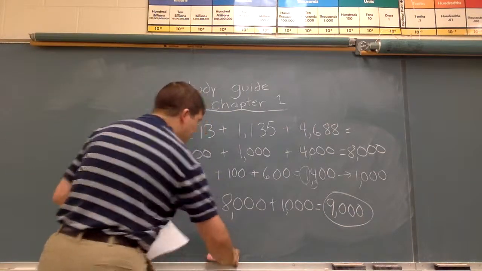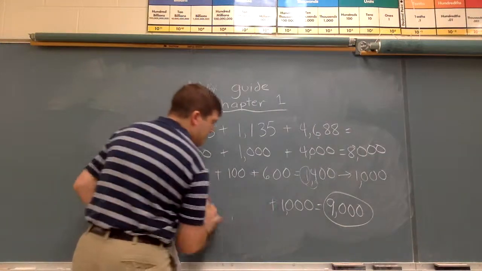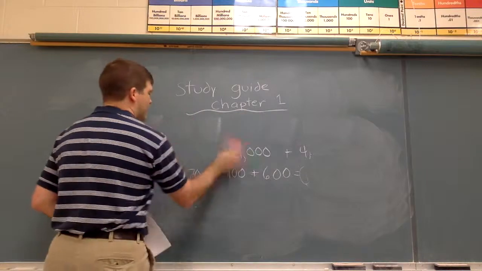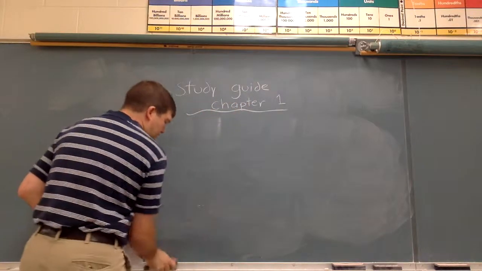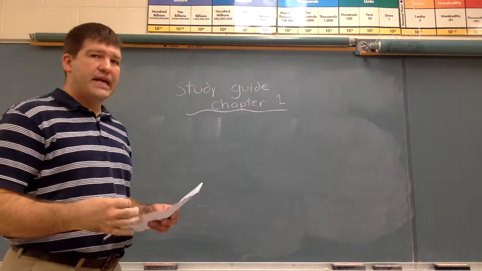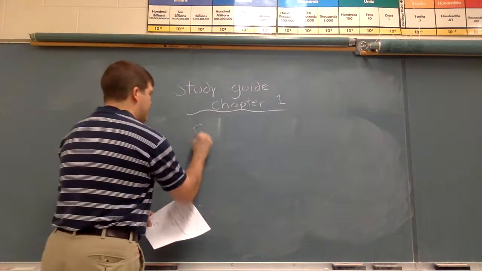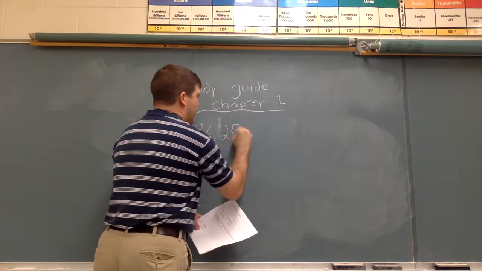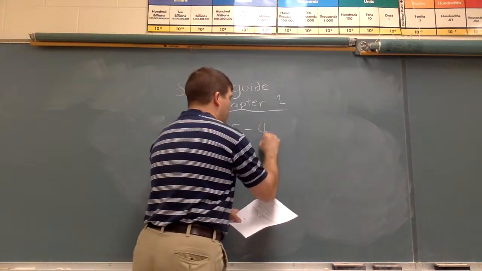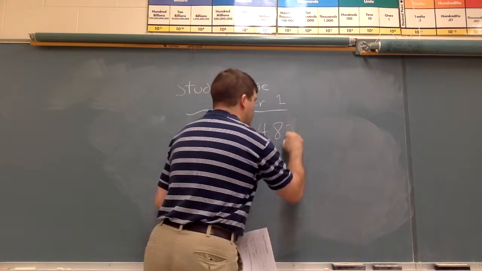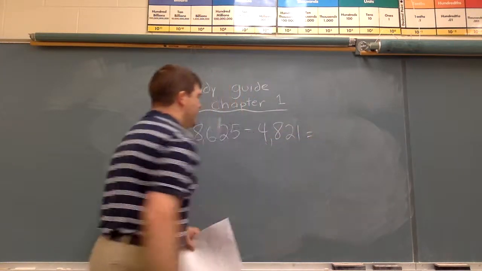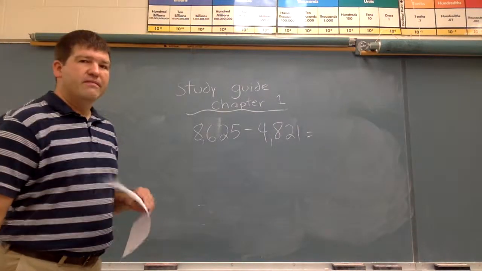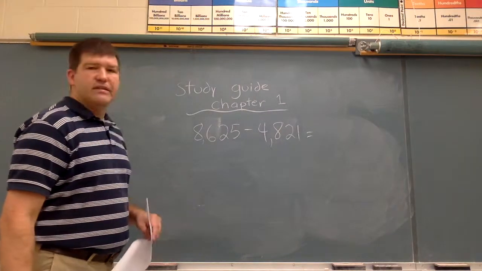All right. Now, let's find the difference of a number. That is subtraction. Again, we're not rounding. We're using front-end estimation. And it's 8,625 minus 4,821. Now, I do have more videos about this also, so if you want to look back and study a little bit more, you can see those other videos.